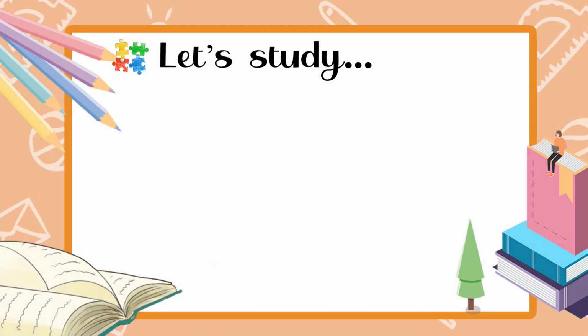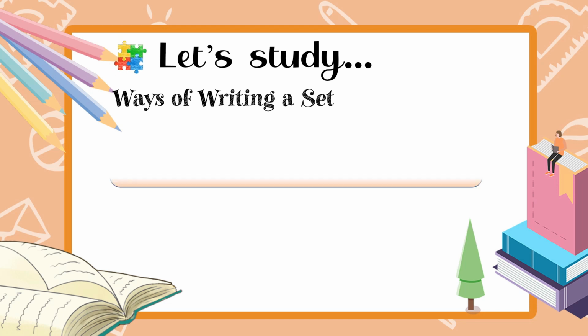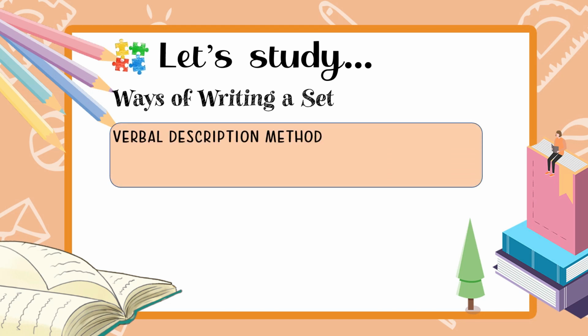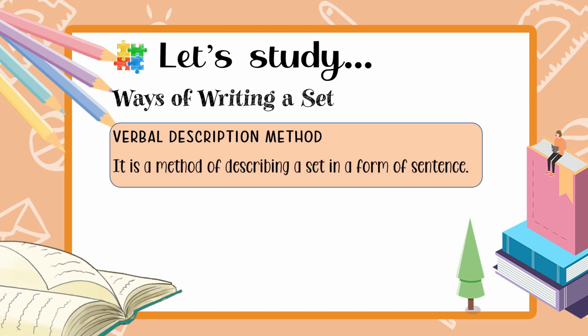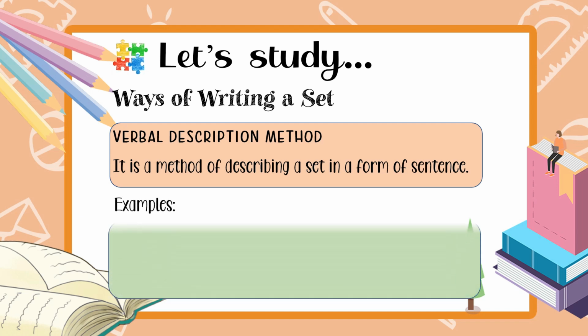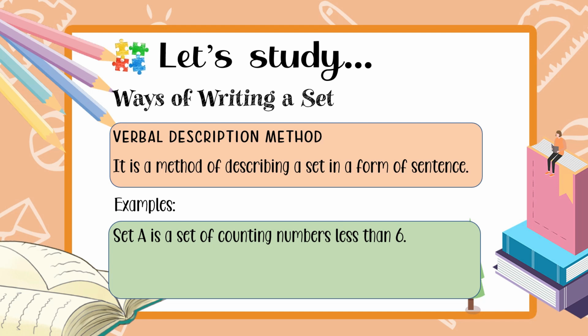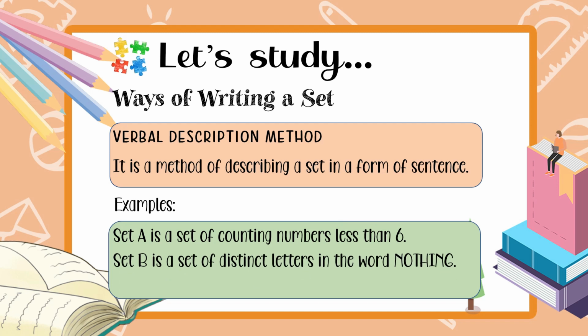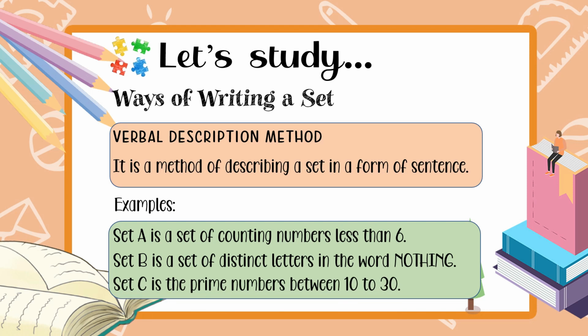And now, let's talk about the three ways of writing a set. The first one is what we call the verbal description method. It is a method of describing a set in the form of a sentence. Here are three examples. Set A is a set of counting numbers less than 6. Next, set B is a set of distinct letters in the word nothing. And set C is the set of prime numbers between 10 to 30. So, naka-sentence form lang siya.